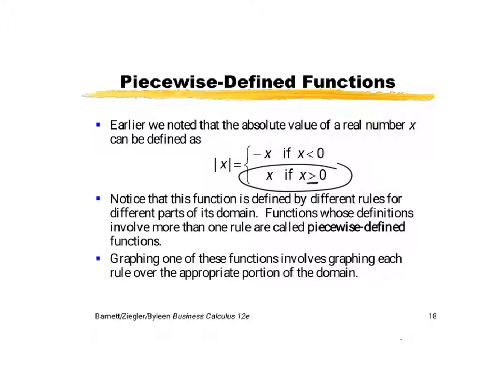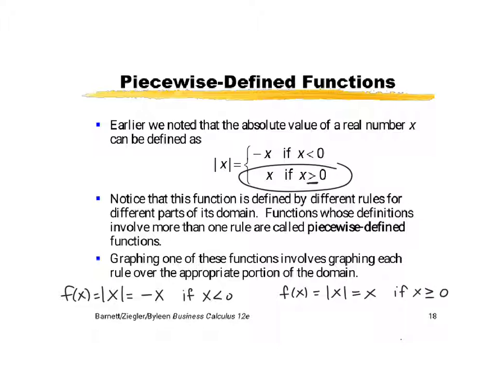Okay, so if we look at this one here, I'm going to split this up as two different functions. I have here that the absolute value of x is equal to a negative x. So we can say the absolute value of x, and I'm going to go ahead and call this f of x, is equal to a negative x if x is less than 0. And then this function f of x, which is the absolute value of x, is equal to a positive x if x is greater than or equal to 0.